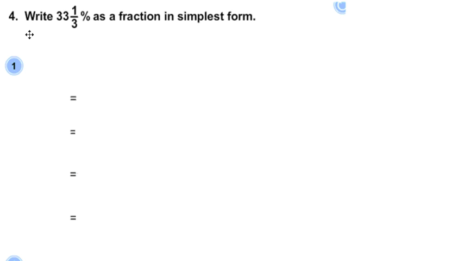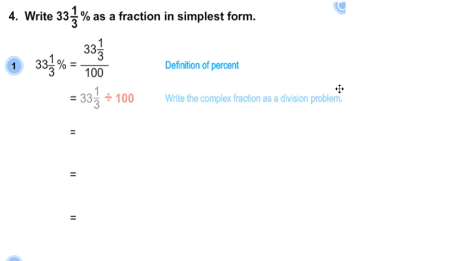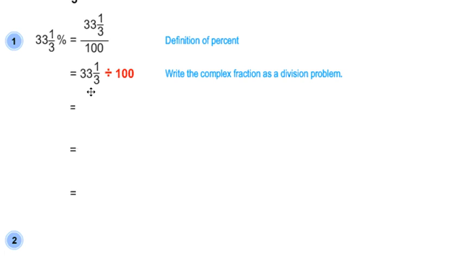So example 4, write 33 1/3 percent as a fraction in simplest form. So I have 33 1/3 percent. Definition of percent means it's out of 100. So I have a 33 1/3 over 100. Then I'm going to take that fraction, turn it into a division problem. So I have 33 1/3 divided by 100.